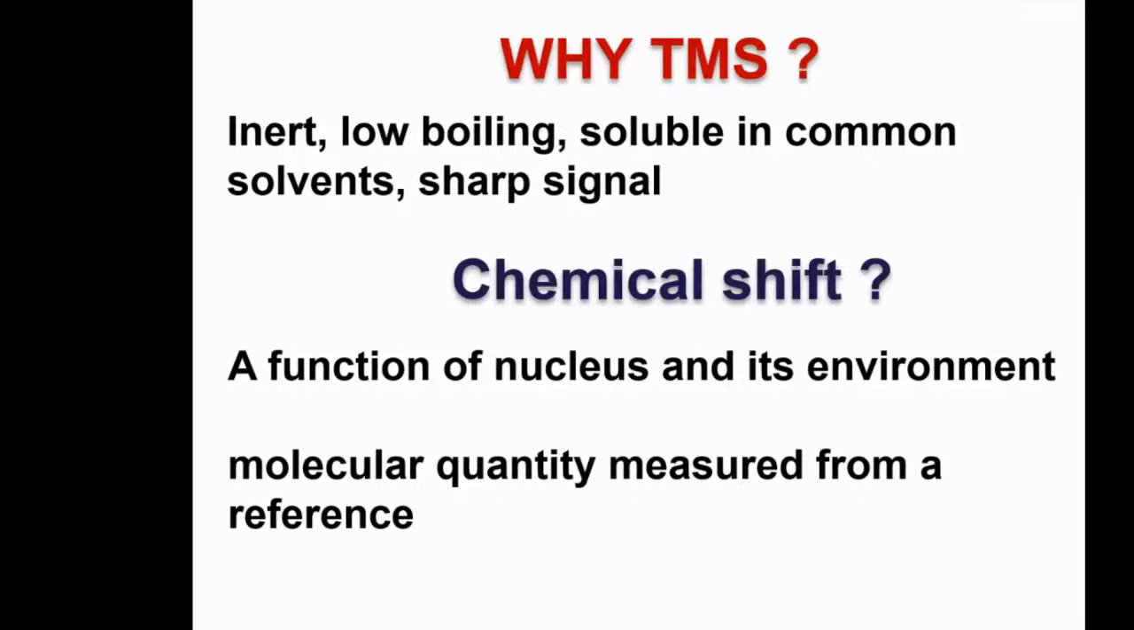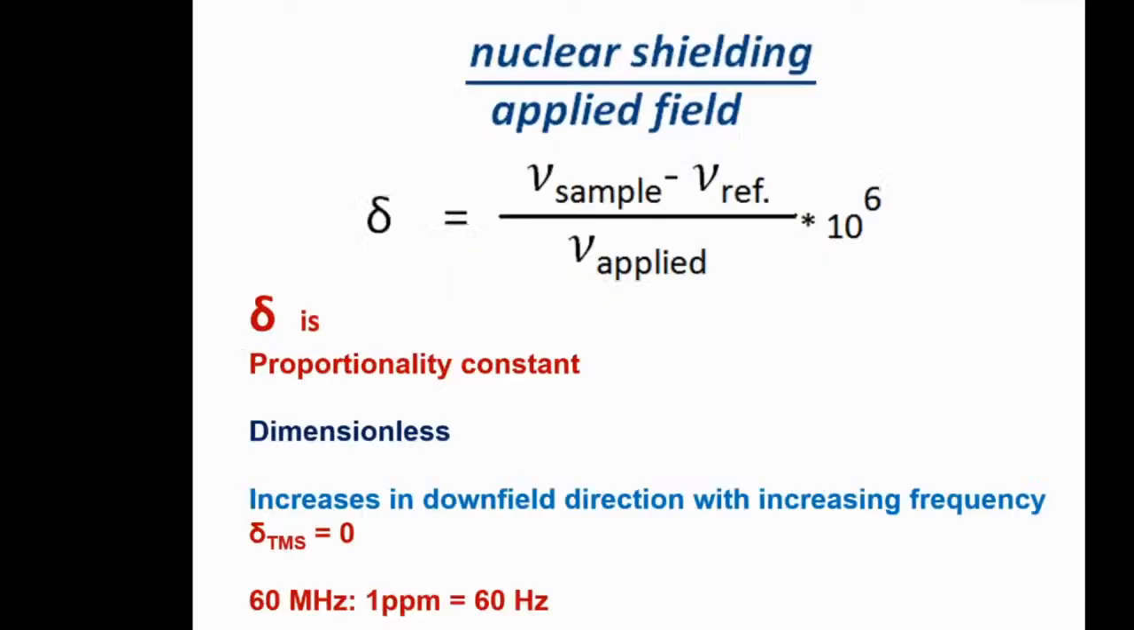Now, chemical shift by definition is a function of the nucleus and its environment. It's a molecular quantity measured from the reference. We are measuring a shift. So it is nuclear shielding over applied field. You subtract the frequency of the reference from the frequency of the sample, and divide that by the applied field, then that would be a small number. So you multiply it with a million, 10 to the power of 6. So chemical shift is therefore dimensionless because it's a ratio. In other words, it's a proportionality constant.